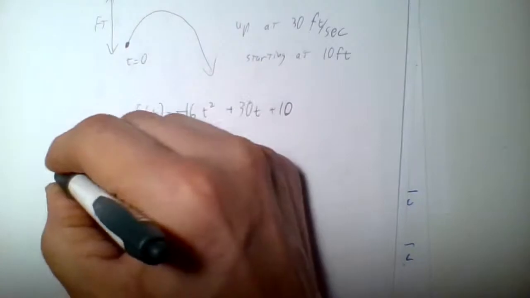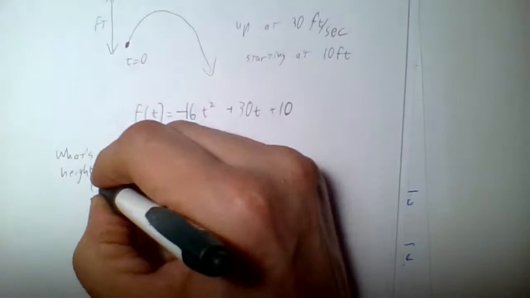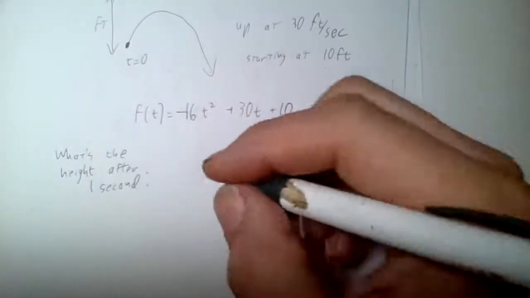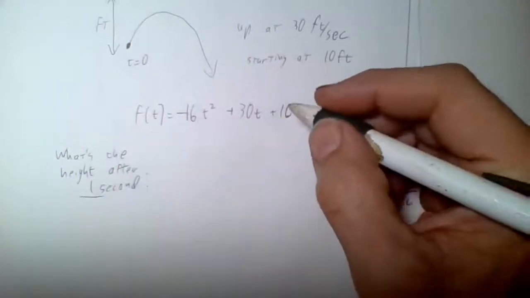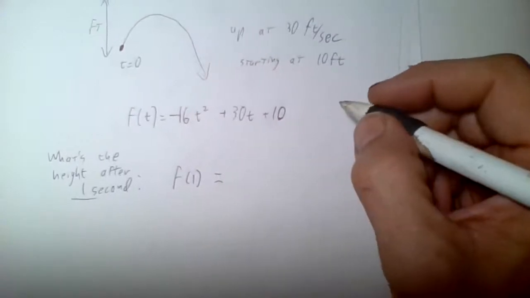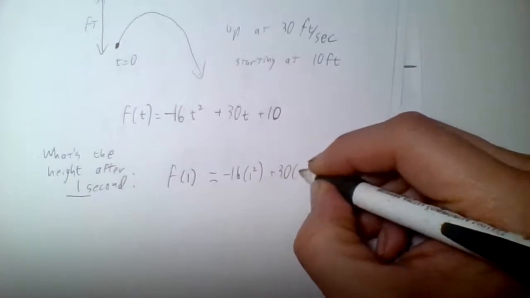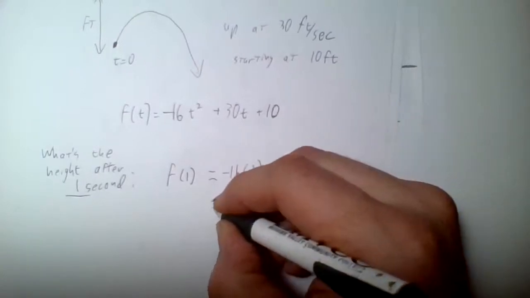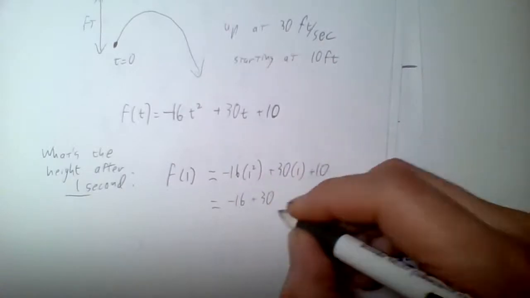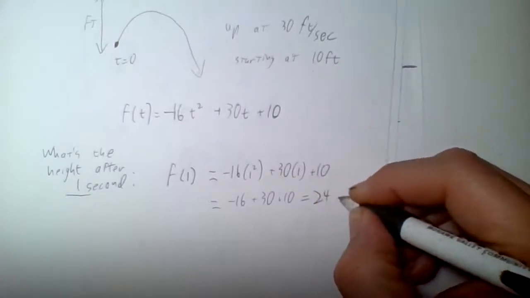What's the height after 1 second? And that's t equals 1, so that's just doing f of 1. You see what happens when t is 1 by plugging a 1 in. Negative 16 times 1 squared plus 30 times 1 plus 10. We got negative 16 plus 30 plus 10 is 24. Yes, 24 feet.